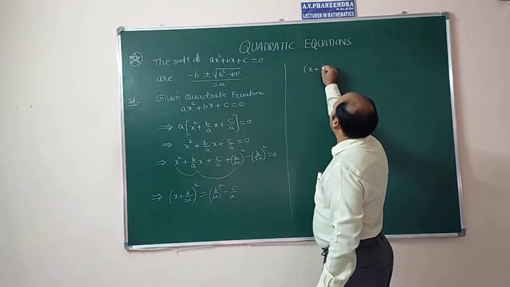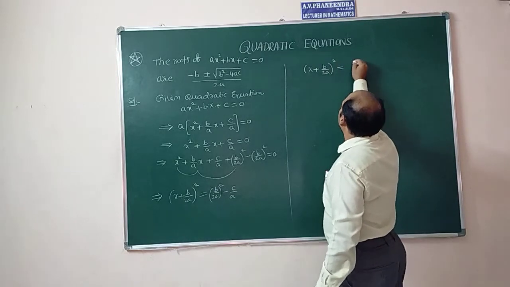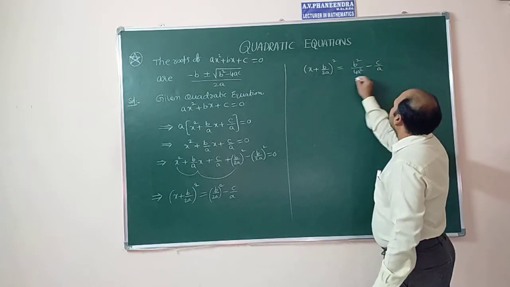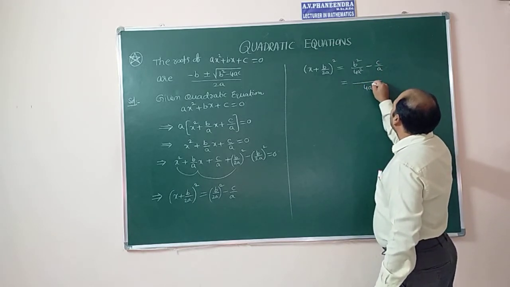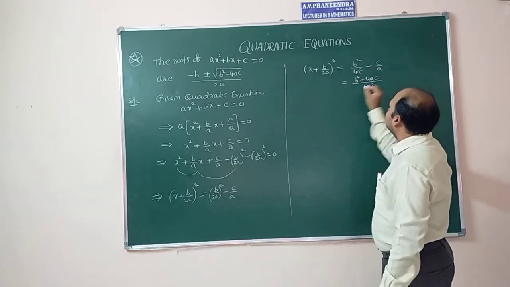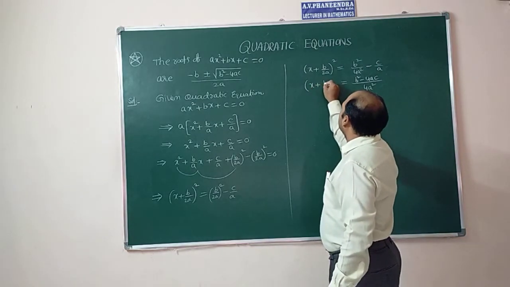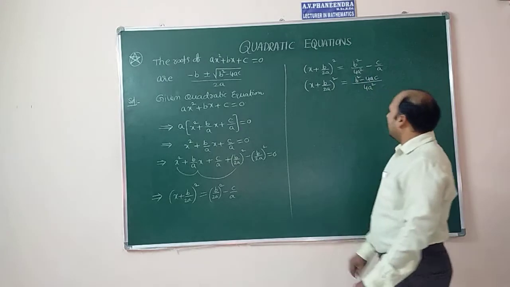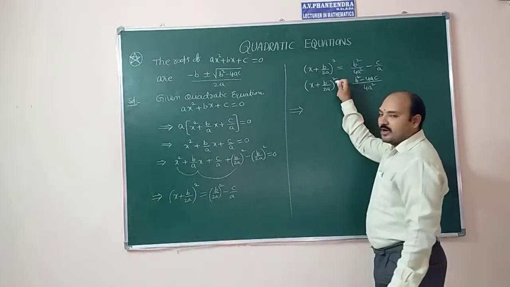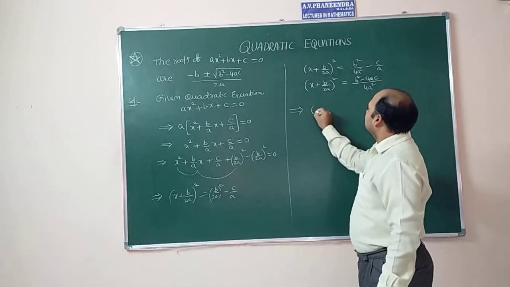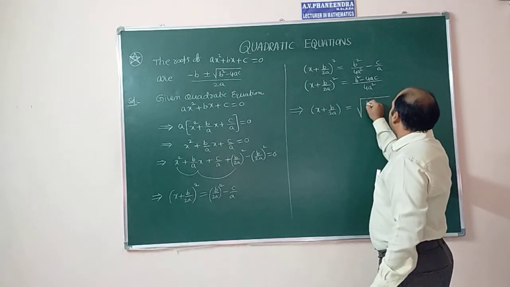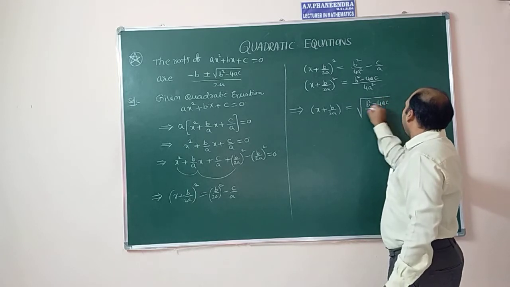Now x plus b by 2a whole square is equal to b square by 4a square minus c by a. Take LCM 4a square: b square minus 4ac, with a getting cancelled. So x plus b by 2a whole square is equal to b square minus 4ac by 4a square. That implies, removing the square, it becomes the square root. So x plus b by 2a is equal to square root of b square minus 4ac divided by 4a square.